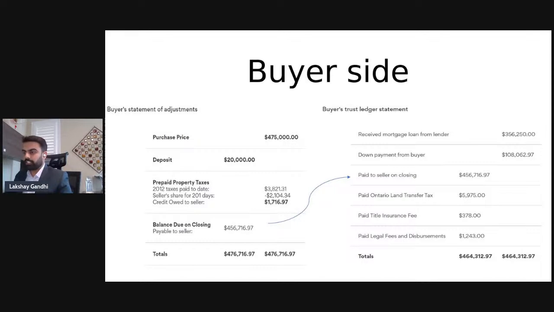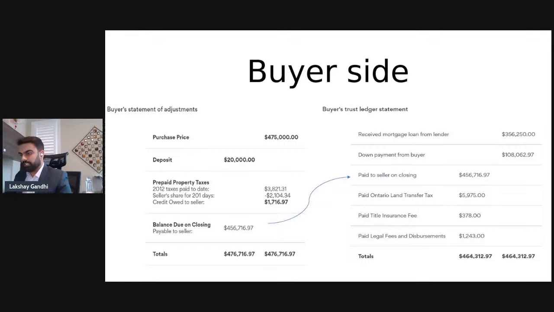The statement of adjustment in this scenario was for a house that is being sold at $475,000. You paid a deposit of $20,000. The seller was in the house for 201 days only, and they sold it, but they had prepaid the property taxes for the entire year.